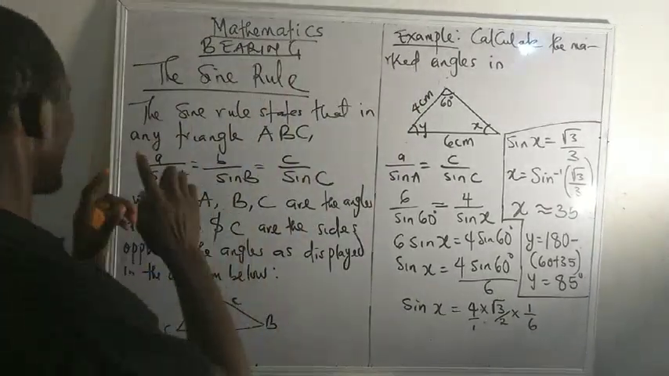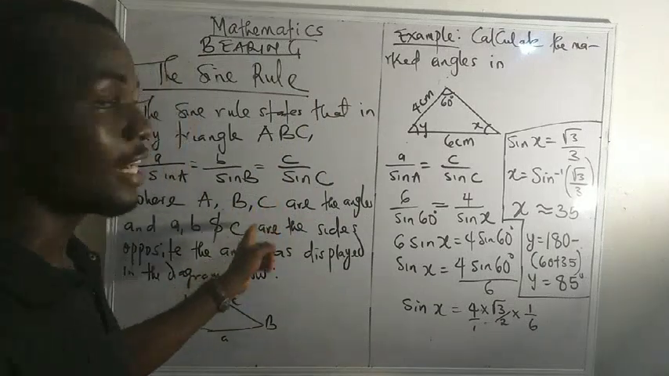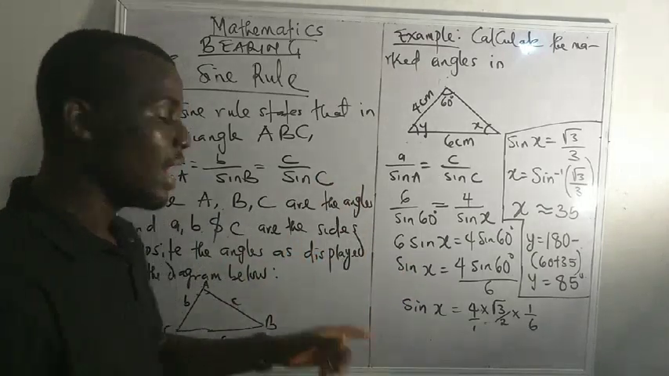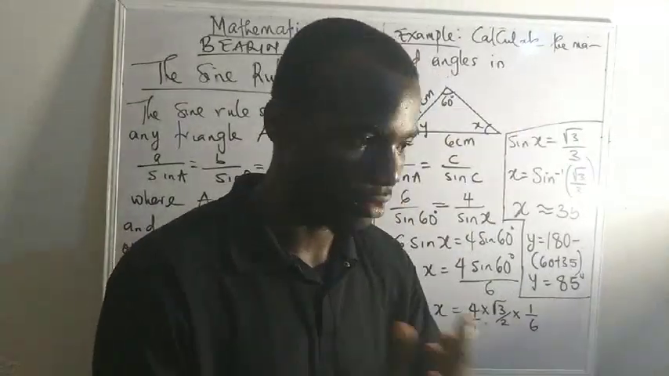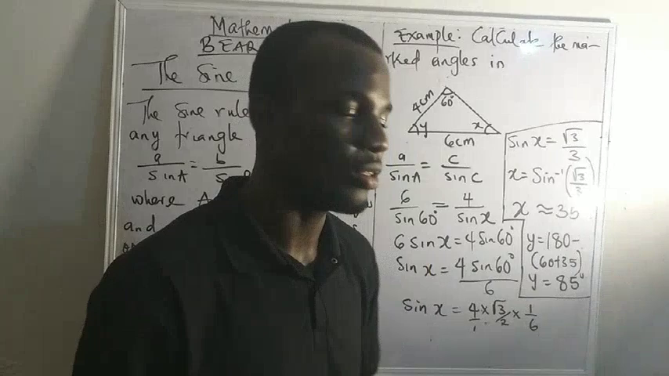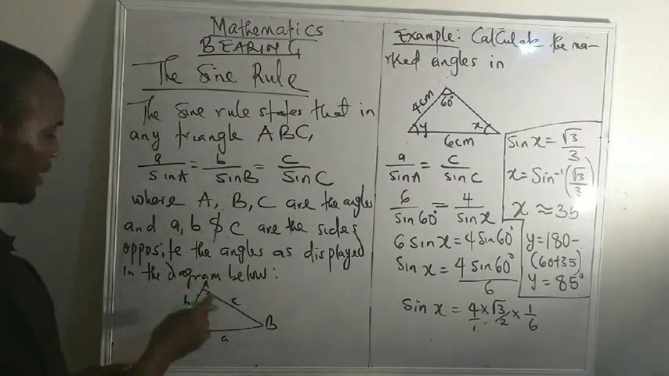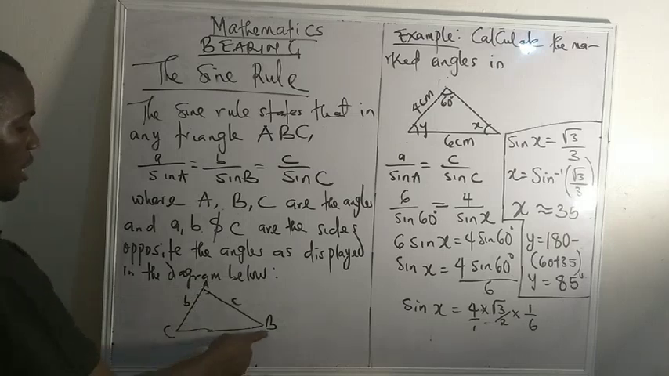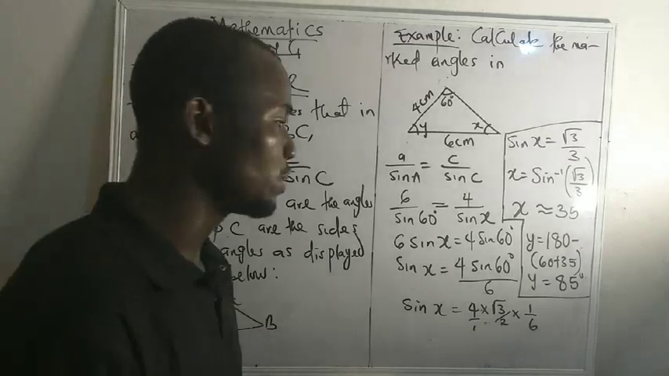Where A, B, C are the angles of the triangle, that is the capital letters A, B, and C represent the angles of the triangle, and the lowercase a, b, and c represent the sides opposite to the angles. Just like this, as it is displayed in this particular triangle, we have the angle A, this is the corresponding side. We have the angle B, the corresponding side. We have the angle C and the corresponding side.